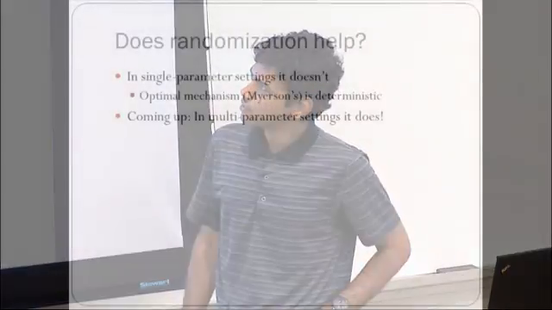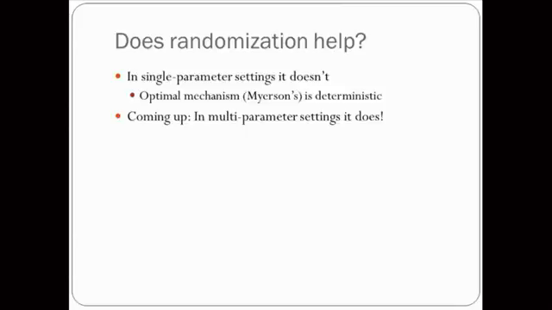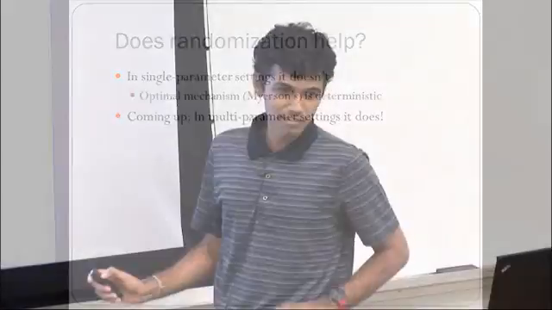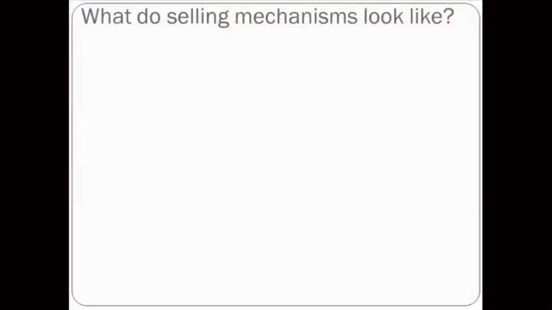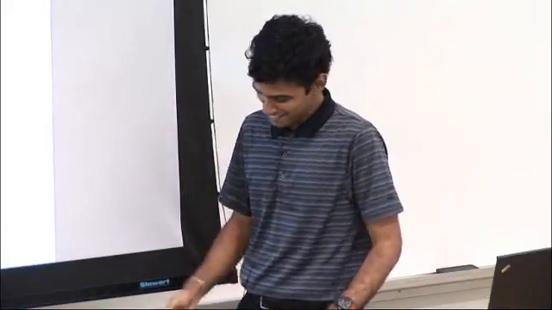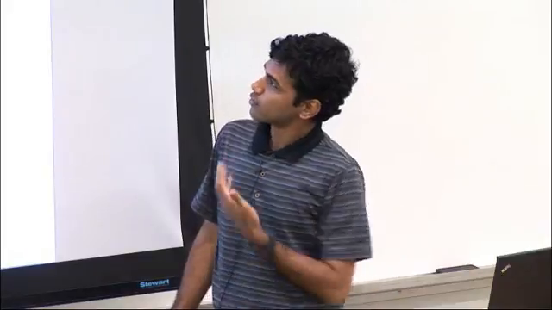So does randomization help? That's the first question. In single parameter settings, it doesn't. It's a very nice thing. The optimal mechanism is always deterministic, but in multi-parameter settings, it does. Except for some distributions where even Myerson's is random. No, there is always a way to do Myerson's without randomizing. But then you disanonymize. Yes, you make it asymmetric. Correct. So that's why there is a way to do the single parameter mechanism optimally deterministically.